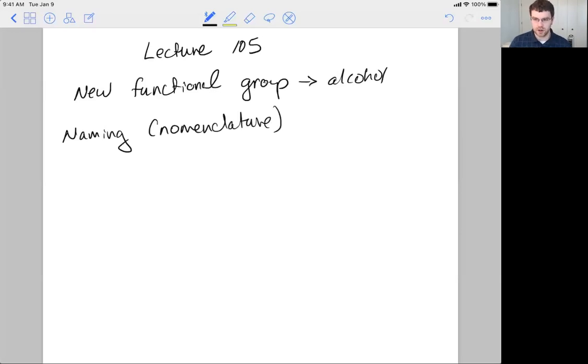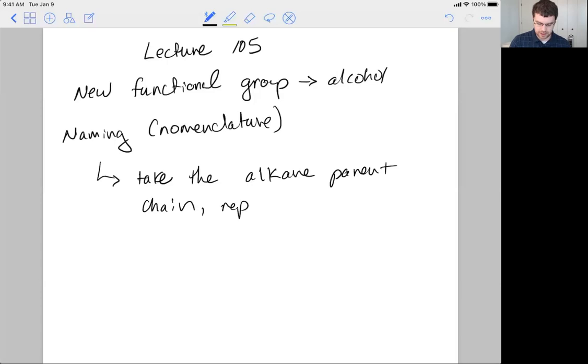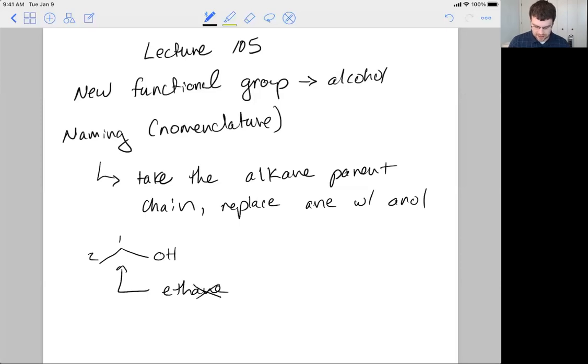So naming and nomenclature. What we do is we take our alkane, take the alkane parent chain, and replace ane with anol. So if we have this molecule, it has 2 carbons. It is no longer ethane, it is ethanol.